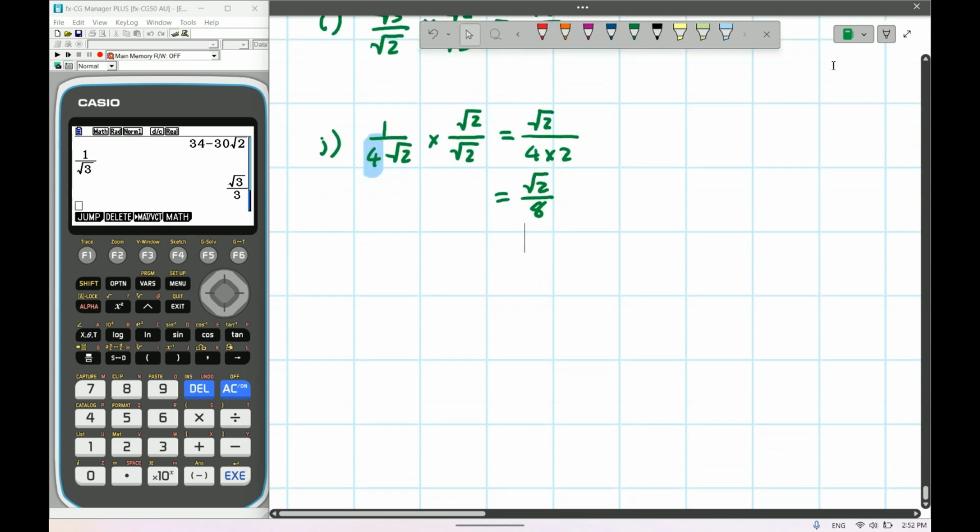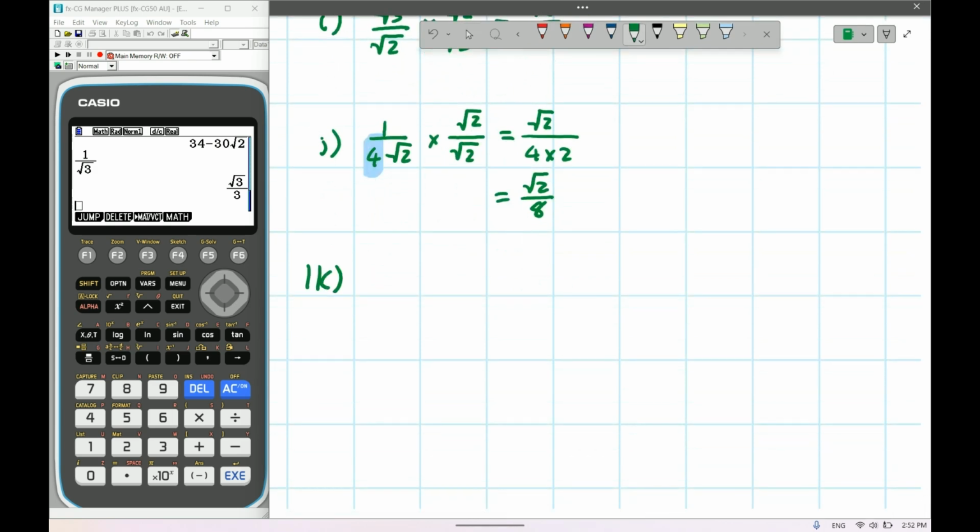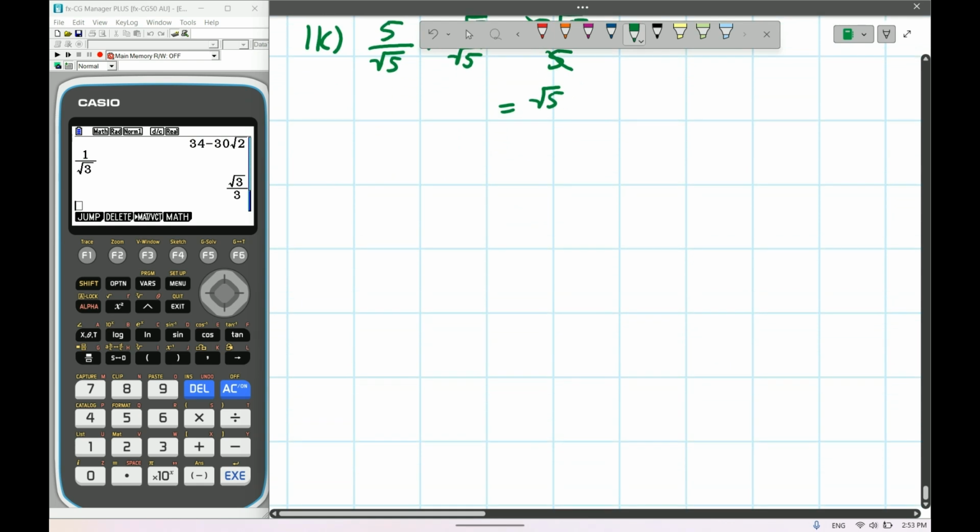All right, what's next? K. 5 over root 5. Multiply that by root 5 over root 5. So the top will become 5 square root 5 over square root 5 times square root 5 is just 5. And very conveniently, they cancel again. So the answer is just square root 5.